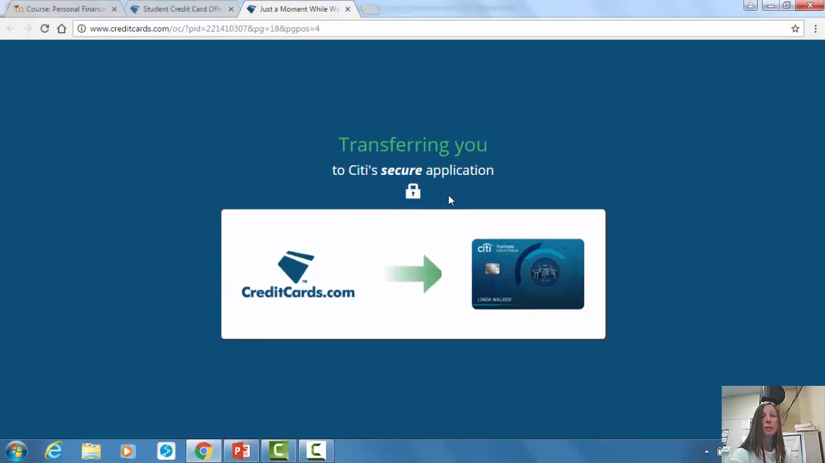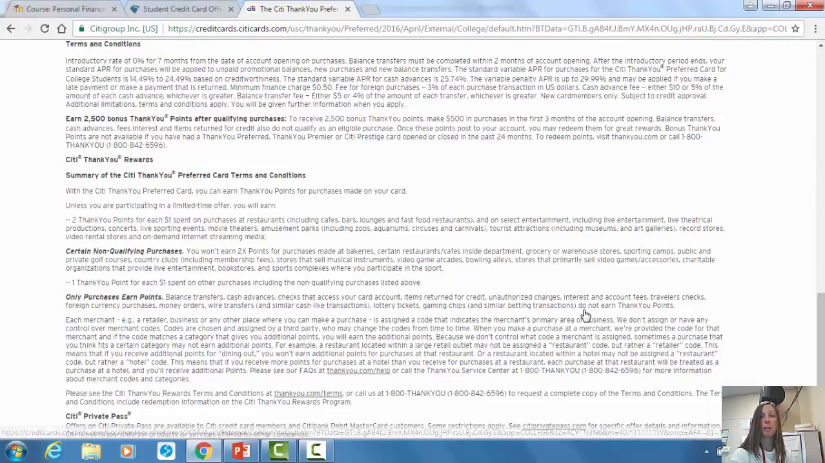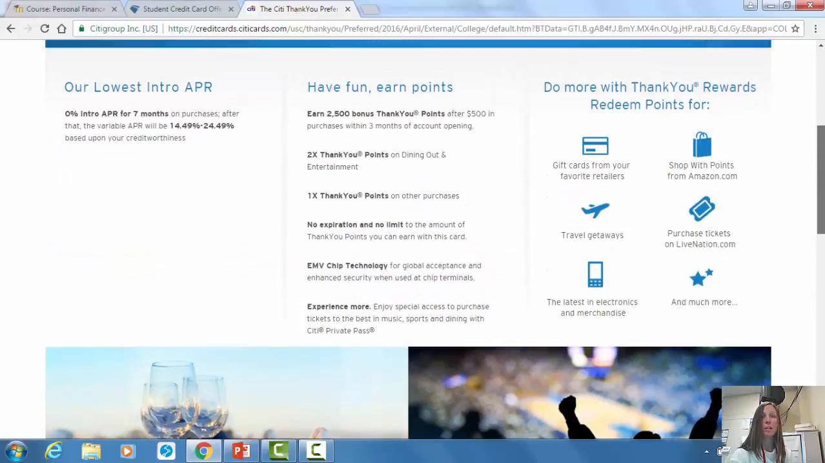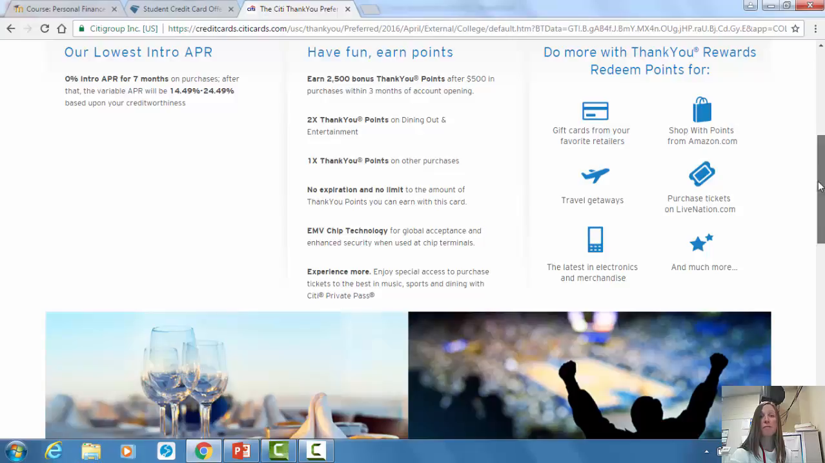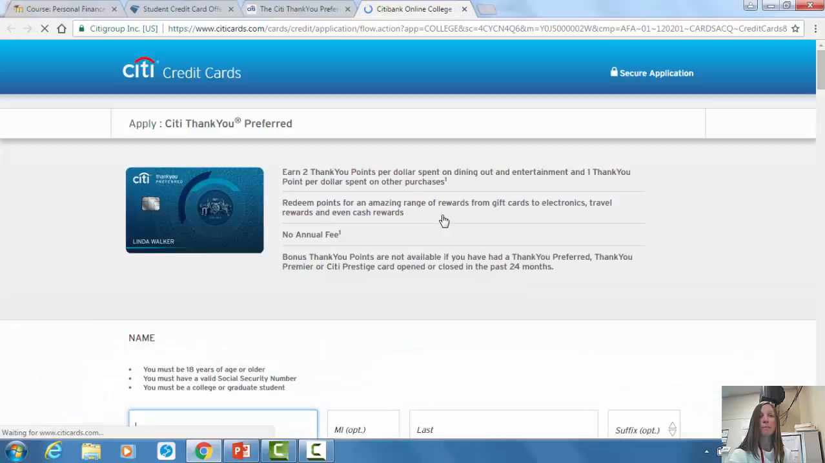it will transfer me to the secure application, and before I actually put any information in, I just need to find, like, see pricing and other important information. And it brings me down to here, which is not the Schumer box that I want. So if I can't find the Schumer box on this card, then I would go elsewhere. But I'll try Apply Now one more time.